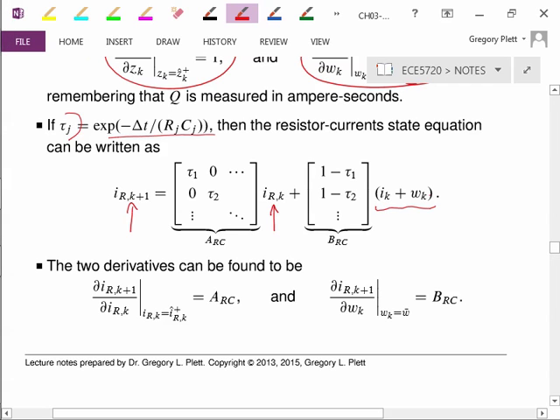I'm going to call this first matrix A sub RC and the second matrix B sub RC. And when we do that, and we take, in this case, the vector derivative of I at the next time step with respect to I at the present time step, we get the matrix result A sub RC. So this is using vector calculus as opposed to just standard calculus. And then when we do the same thing with respect to the W input, we get B sub RC.